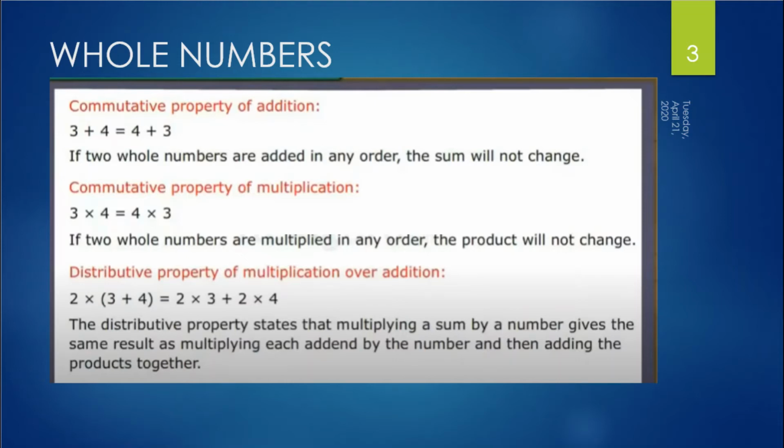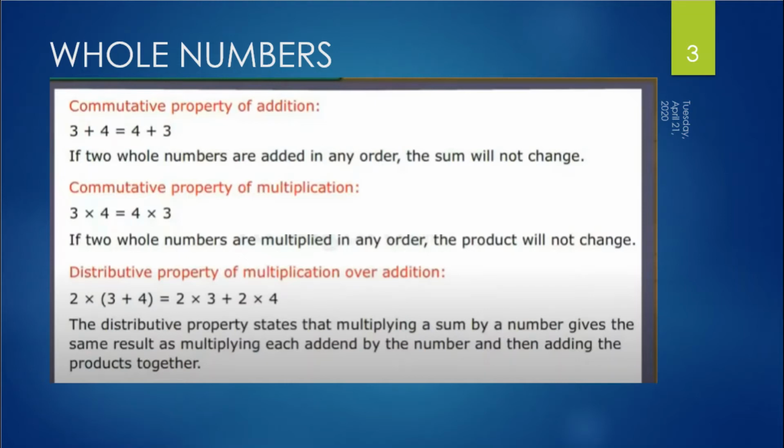Then comes the commutative property of multiplication. That is, if two numbers are multiplied in any order, the product will not change. You can see here 3 multiplied by 4 is equal to 12, equal to 4 multiplied by 3, that is also 12. So in both cases, if you multiply 3 by 4 or 4 by 3, the answer will remain the same. So the product will not change.